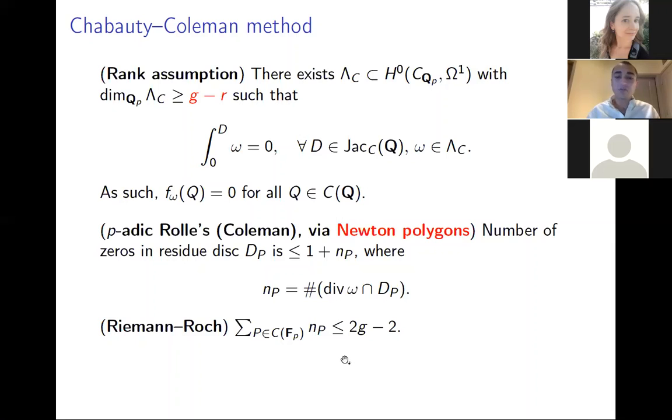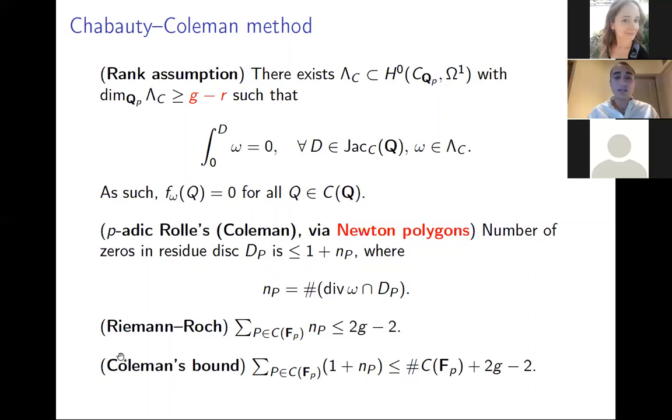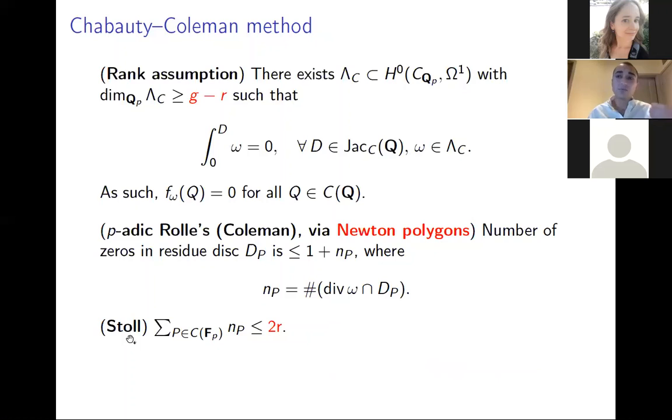And then Riemann-Roch will tell us that when we sum over all the P, we can bound the sum of the n_P by 2g minus 2, because Riemann-Roch gives us the number of zeros of a one-form. Then putting this all together, we get Coleman's bound, where we have the sum of 1 plus n_P, so we get the number of F_p points plus 2g minus 2. And so what Stoll did was he replaced the Riemann-Roch term with 2r.